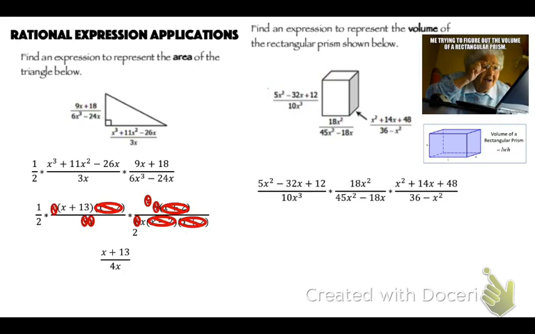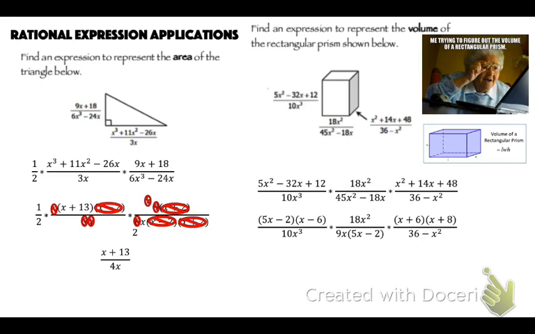So here that's going to be x squared minus 32x plus 12 over 10x cubed, times 18x squared over 4x squared minus 18, times x squared plus 14x plus 48 over 36 minus x squared. Lots of factoring. So that first one factors to 5x minus 2 and x minus 6. 45, we can factor out a 9x, and you're left with 5x minus 2. X squared plus 14x plus 48 factors to be x plus 6 and x plus 8.